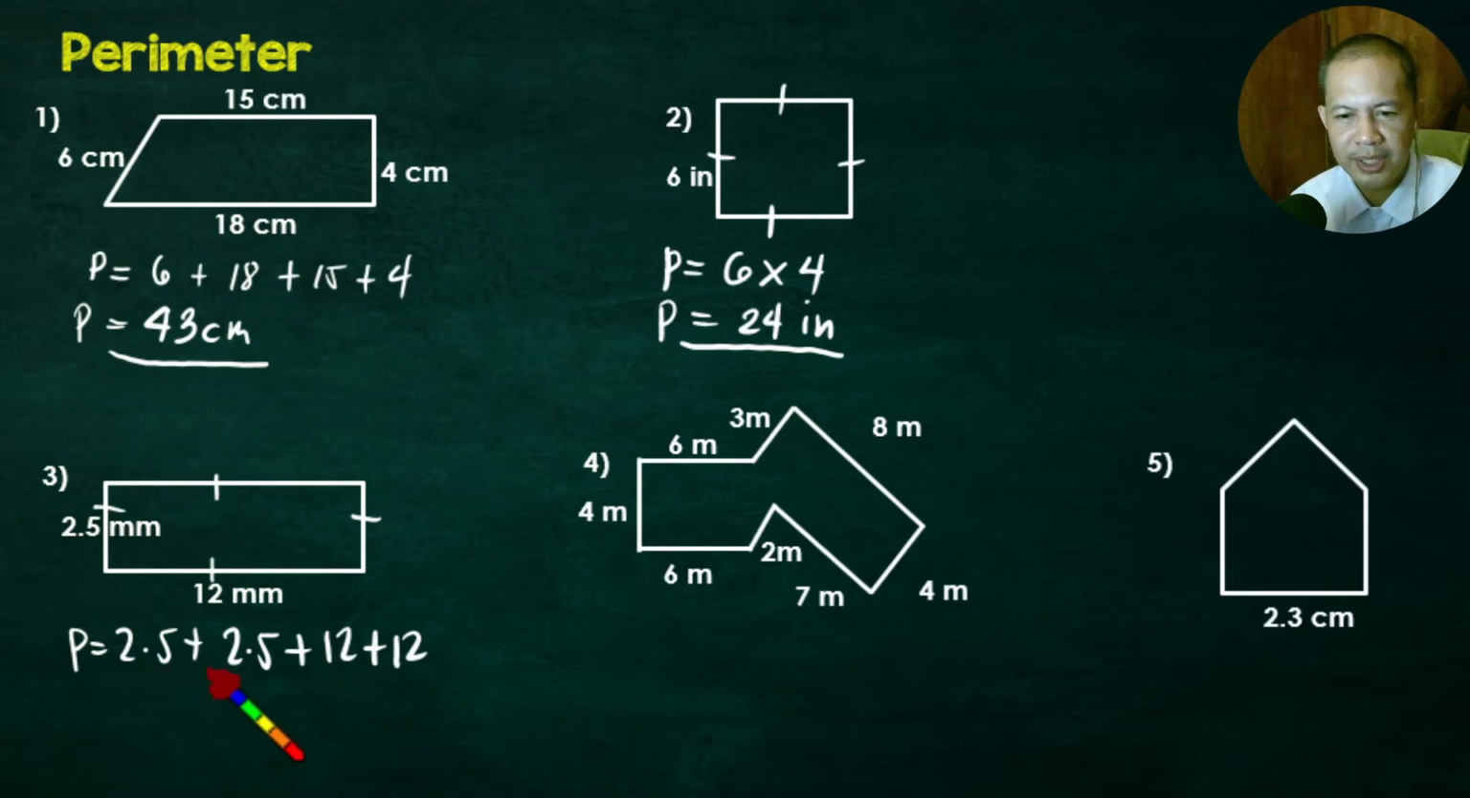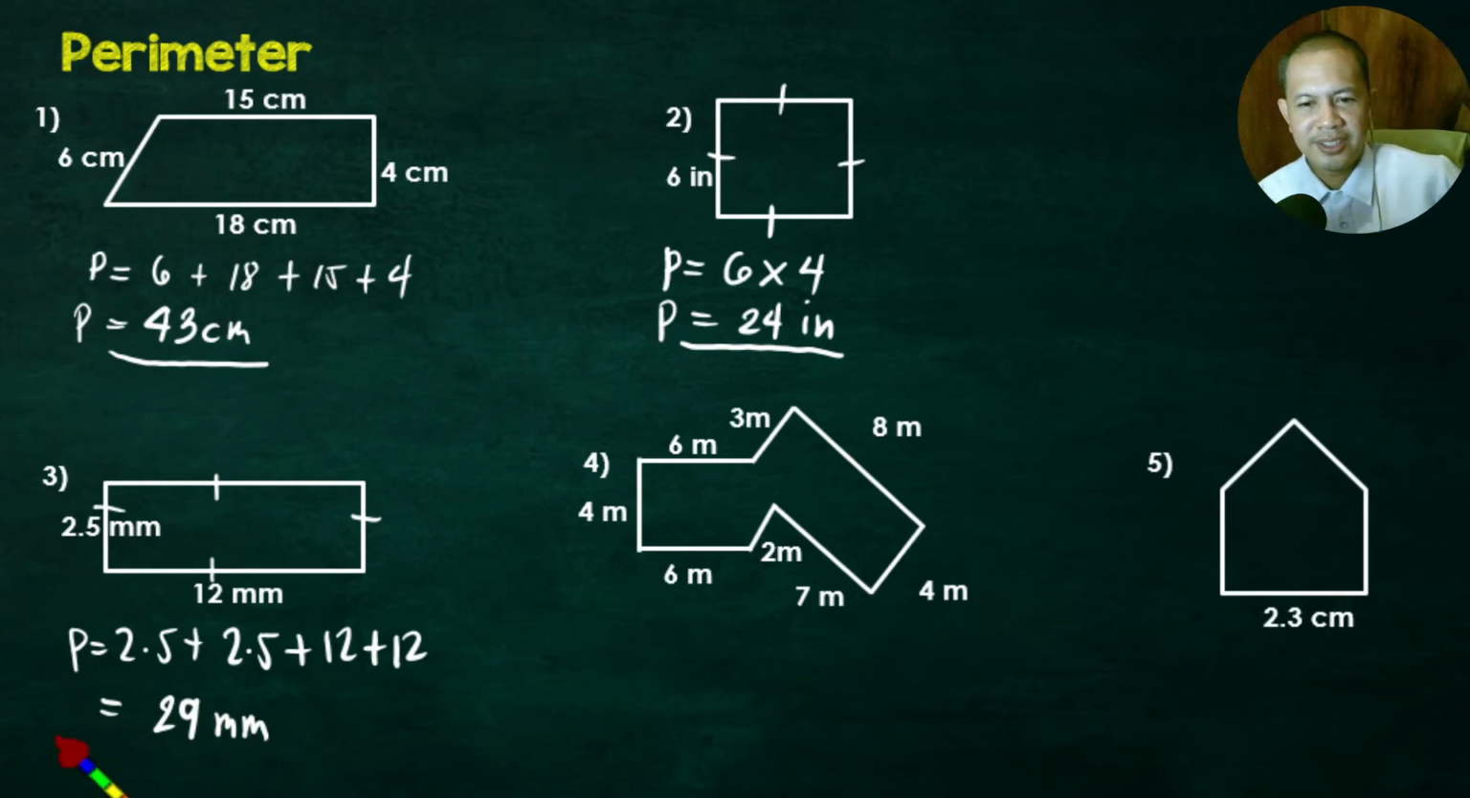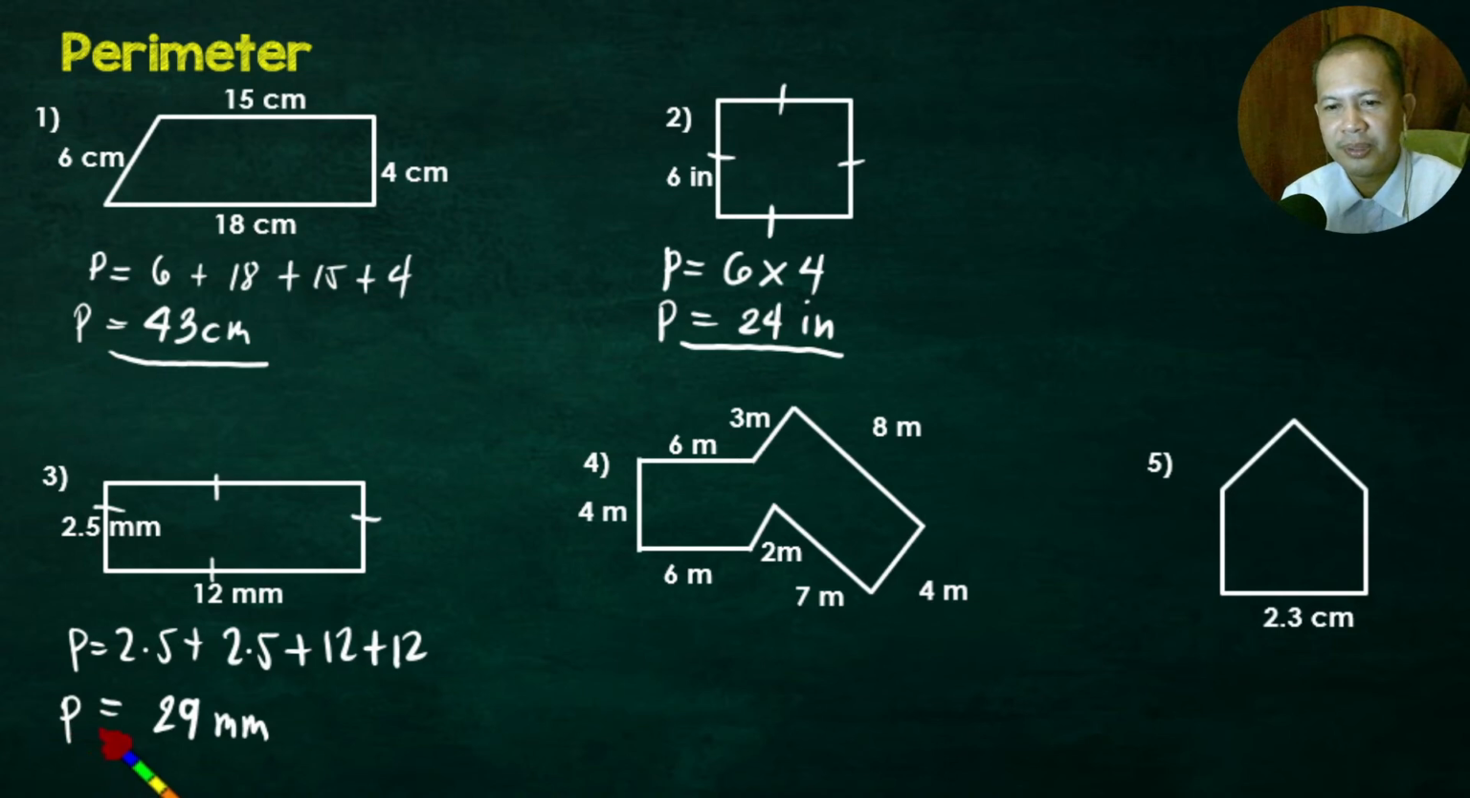So, 2.5 plus 2.5, the answer is 5. And 12 plus 12, that is 24 plus 5, that is 29 millimeter. Okay, so that is our perimeter for example number 3. Okay, so far, kung may tanong, paki-comment po sa ating comment box sa baba. Okay, let's proceed to example number 4.